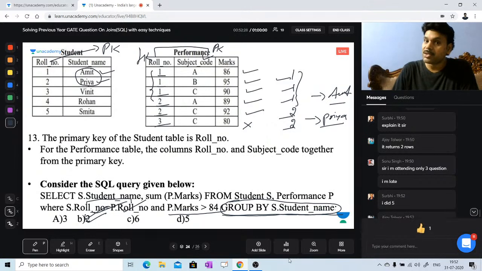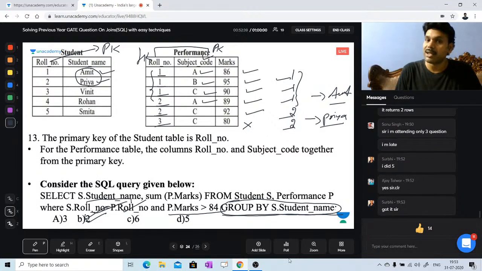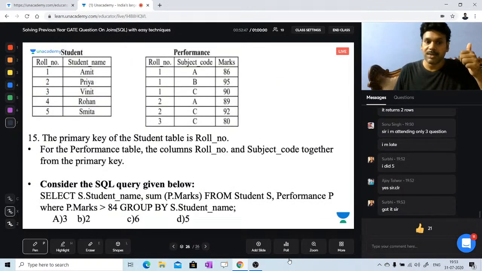For example, if you ask group by subject code, then you will get different answers. One time you will get A clustering and B clustering and C clustering, A clustering and C clustering. You will get 3 rows. So based on the column you group by, you have to do it. Okay, so let's crack the next question.